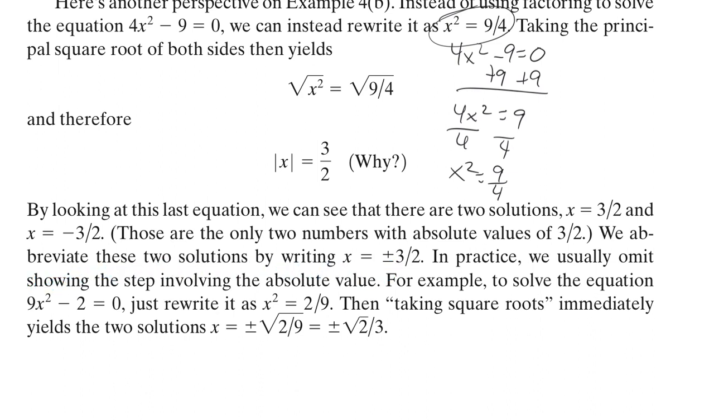Okay. In practice, we usually omit showing the step involving the absolute value. For example, to solve the equation that, we just write x squared equals that. Then taking the square root, immediately you get the two solutions of plus or minus root 2 over 3. Because you can take the square root of 2. I'm sorry, you can't take the square root of 2, but you can take the square root of 9. Okay, sounds good.